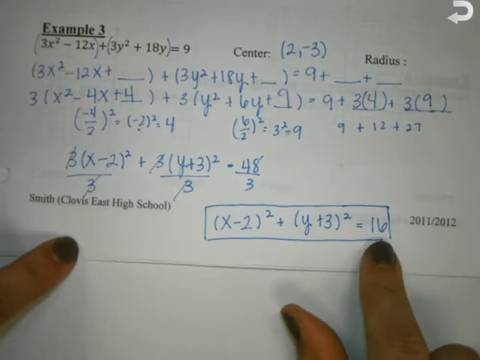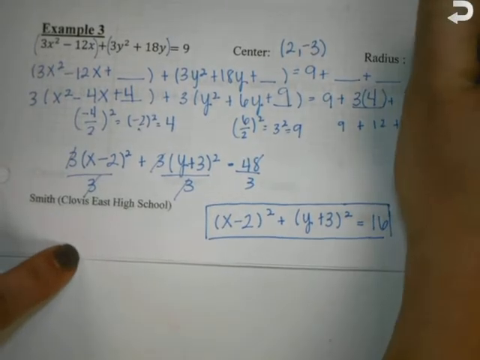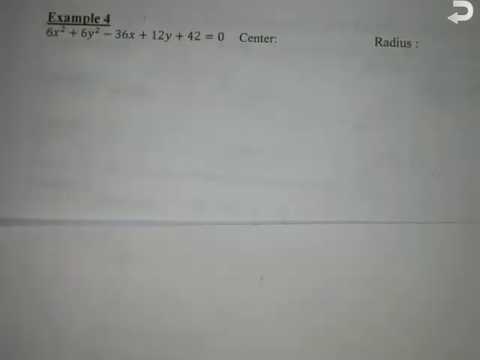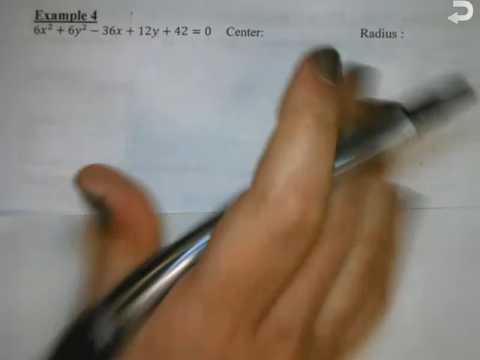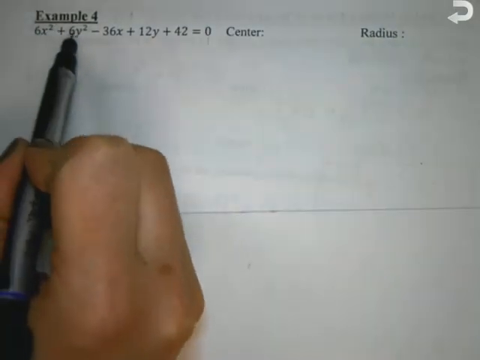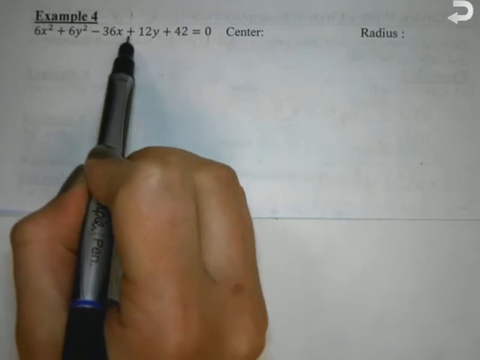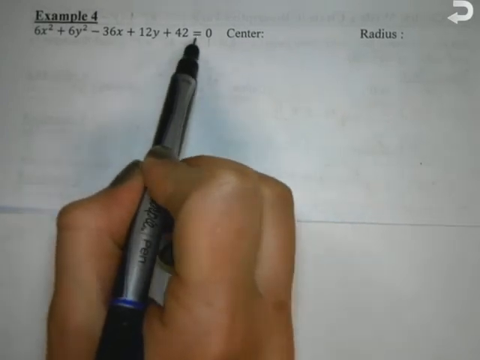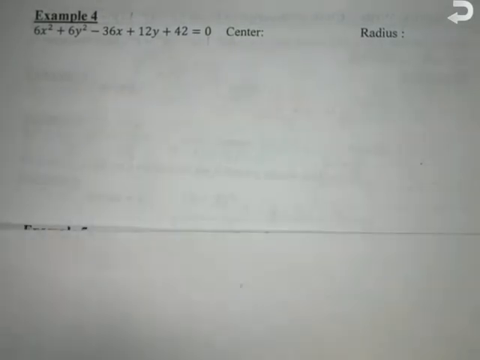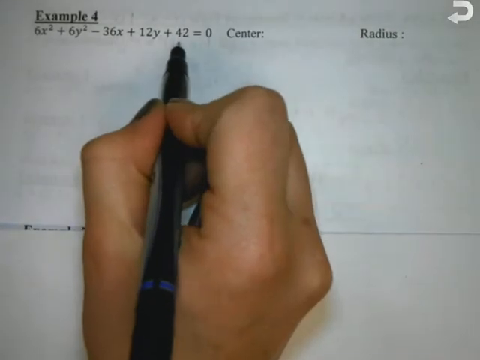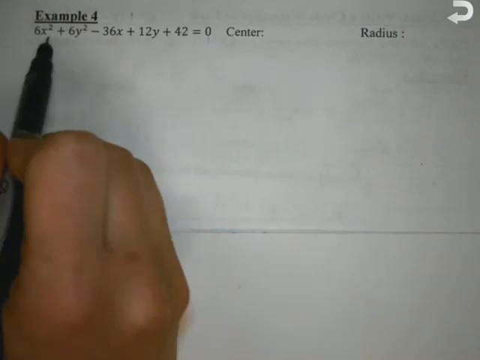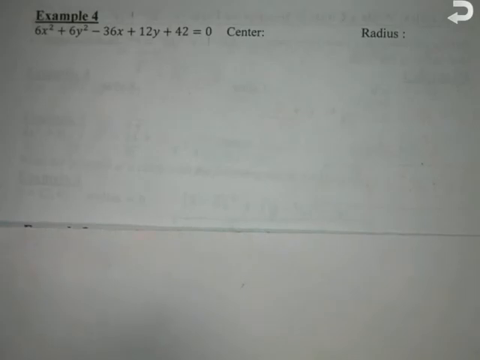Example 4 is exactly like example 3, except for one thing different. Here I have 6x squared plus 6y squared minus 36x plus 12y plus 42. What's different here? I have a plus 42 and what else? They're all mixed up, right? But we can mix it back to the way we want it, correct? What do you want to do first, though? Subtract 42. Yeah, let's get rid of that 42.